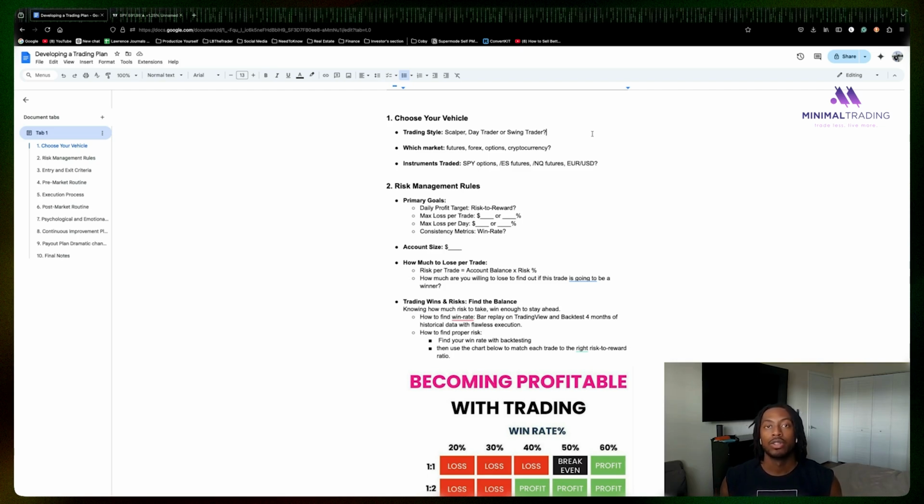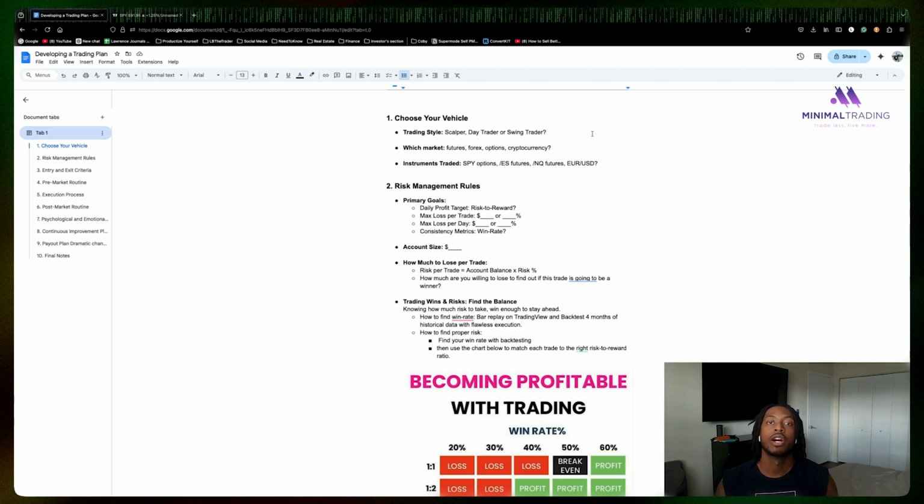So which market are you going to trade? Are you going to trade futures, forex, options, or cryptocurrency? And then lastly, you want to decide an instrument that you want to trade. If you want to trade any instrument within any market, just make sure that it has very high volume so the spreads are very short so you can jump in and out of your trades.